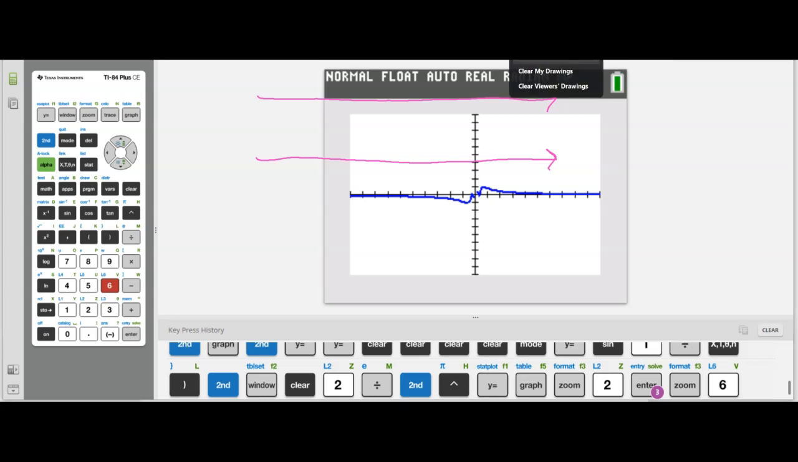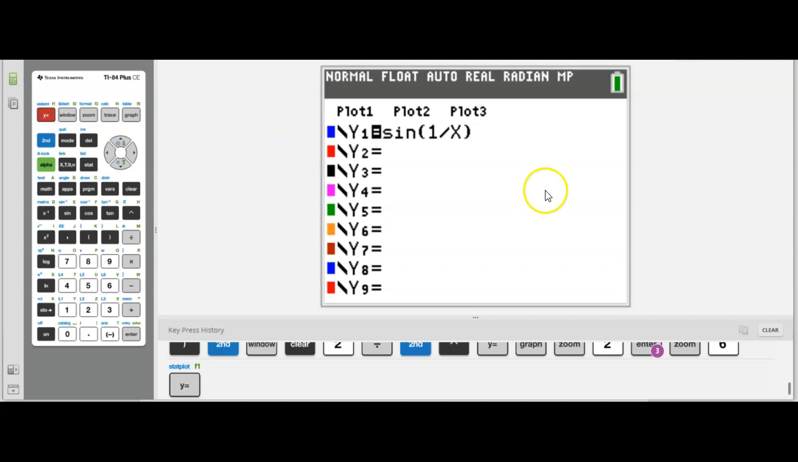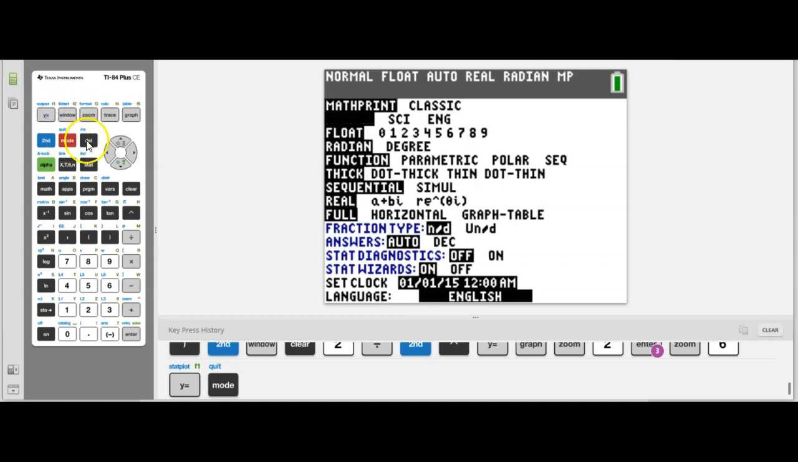So let me get rid of this. I have entered our function. Okay, sine of 1 over x. One thing to be sure of is that you click your mode button. Make sure your calculator's in radians and not degrees. Most of the time in calculus we'll be working with radians. And if we aren't, it'll be clear that we need to start working with degrees. But you can always assume that when we're doing trig functions, unless it says differently, stick with radians.